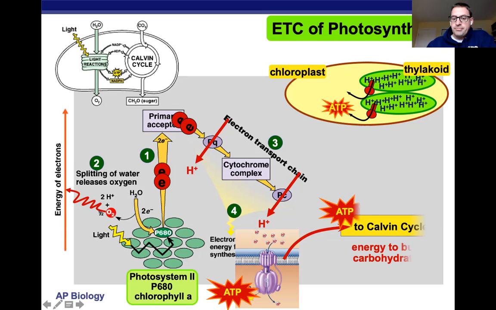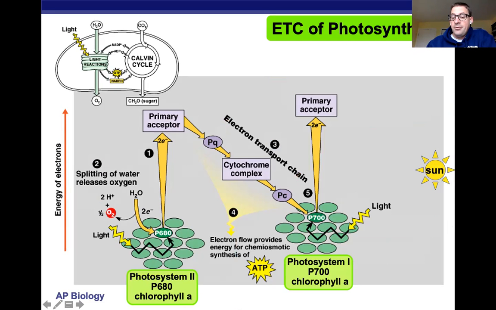Now, that ATP that's made is going to head over to the Calvin cycle to be used to build carbohydrates. Remember, photosynthesis is an endergonic process. It uses energy, right? So the ATP that's made in the light reactions is going to get used in the Calvin cycle.